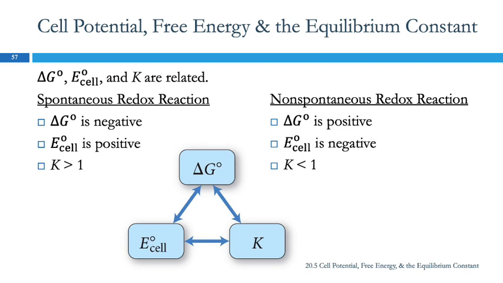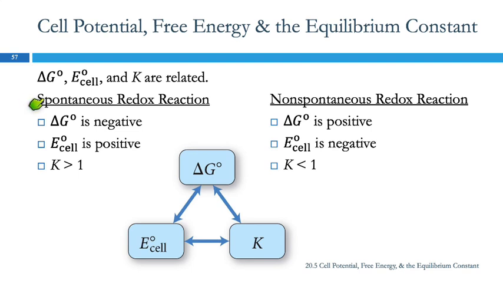So there's some concepts from chapter 19 that we use in chapter 20. That's why 20 comes after 19. So we talked about delta G and K, right? Free energy and the equilibrium constant in previous chapters. Now we're talking about standard cell potential. And these three quantities are related to each other.